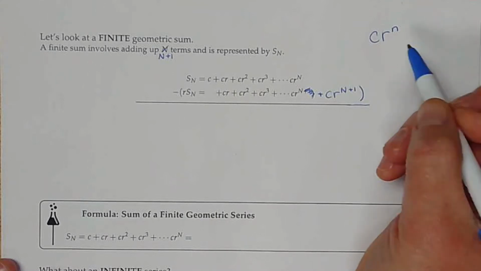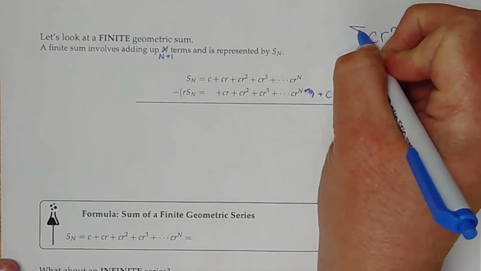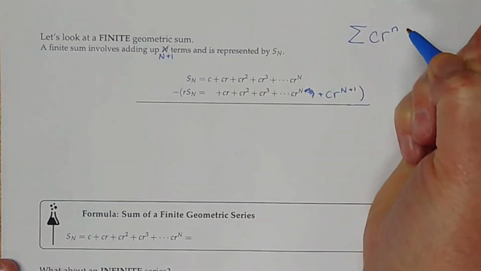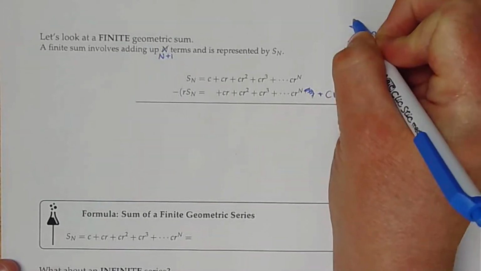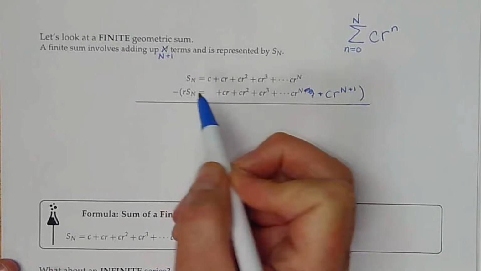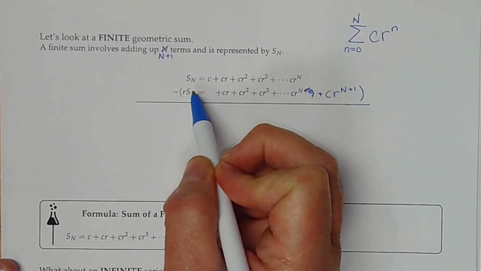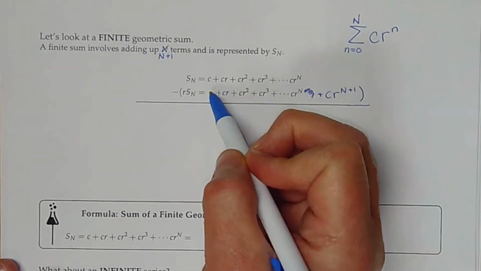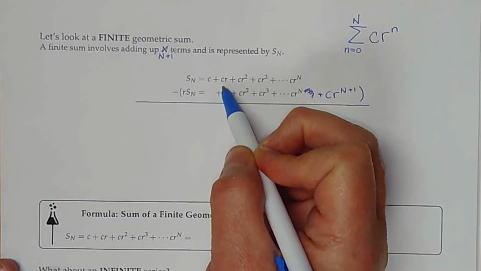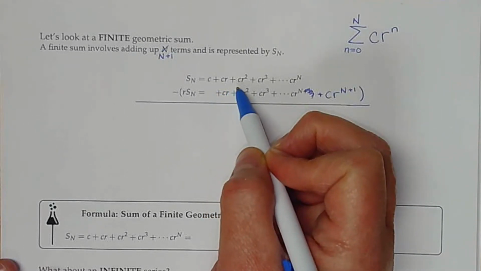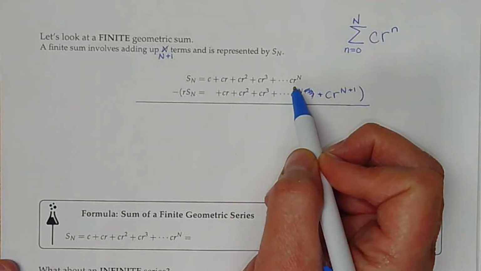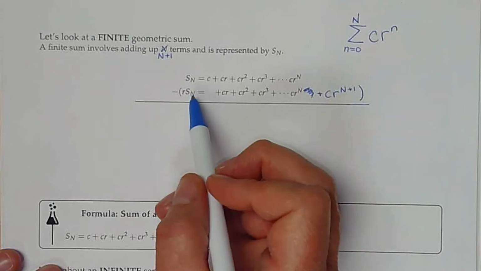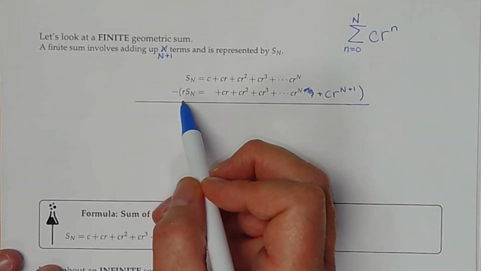So I can take this C r to the n, and I'll put a summation sign in front of it. So I'm adding up the terms, and it's going to go from little n equals 0 to big N. All right, so my S_N is going to be, n equals 0 gives me a C, plus when n equals 1, I get Cr, plus when n equals 2, I get Cr squared, all the way out to Cr to the N. And then what I'm going to do is write down another copy of S_N, and I'm going to multiply it by r.